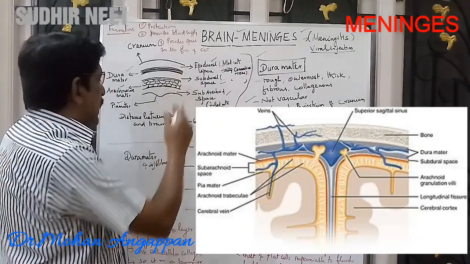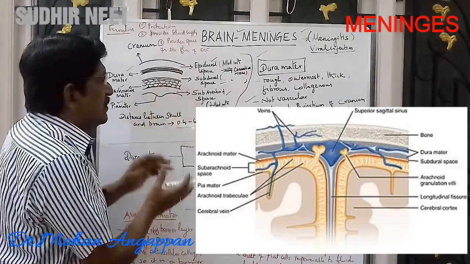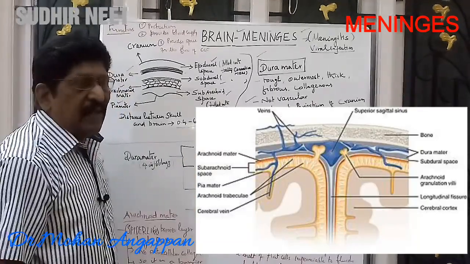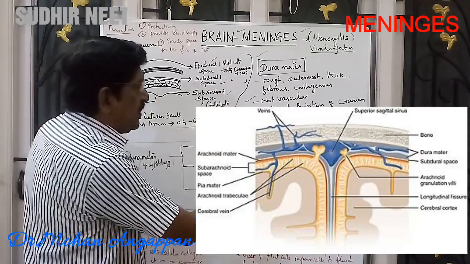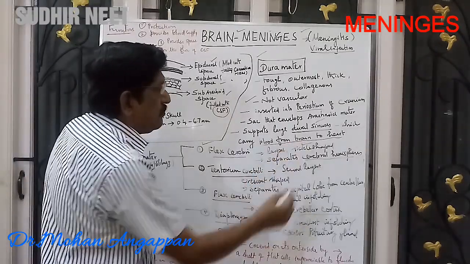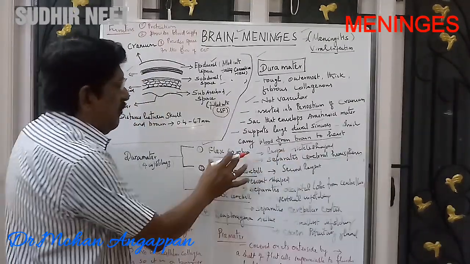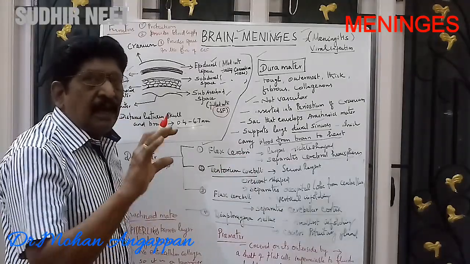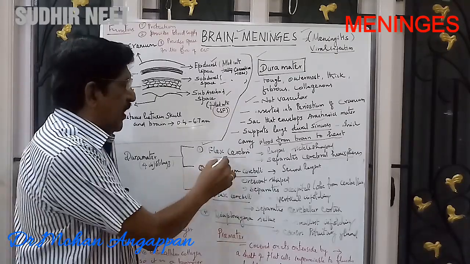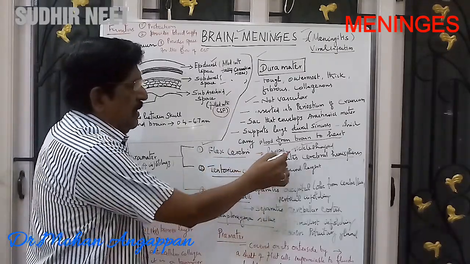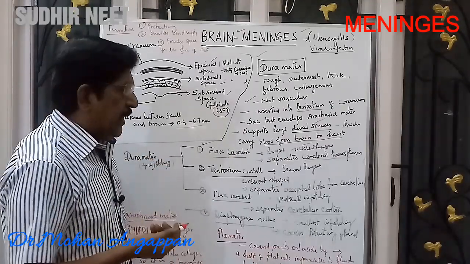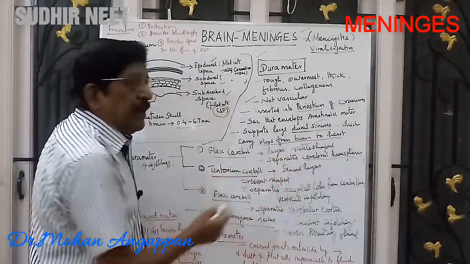If you take the dura mater, it has four infoldings. One, the falx cerebri. Falx cerebri is the largest infolding, sickle shaped. This falx cerebri separates the cerebral hemispheres.